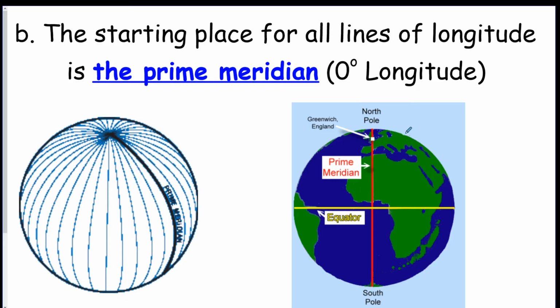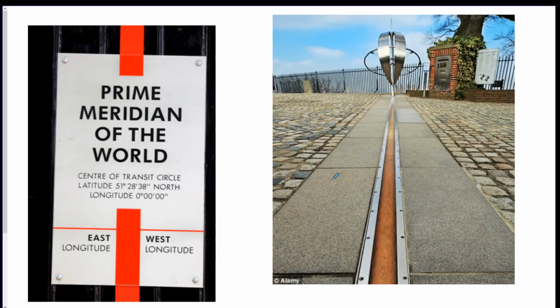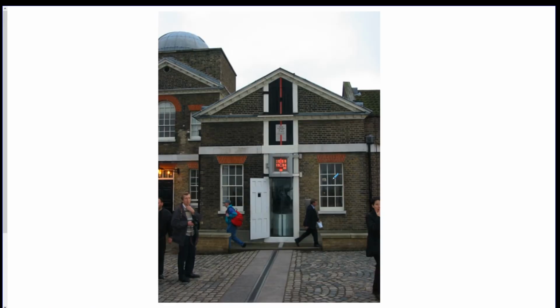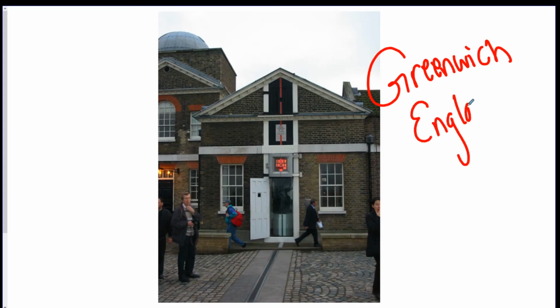The starting line for all the lines of longitude is the prime meridian, and it splits the globe into the eastern and western hemispheres. In the picture, they drew a line on the actual ground as a tourist attraction. There's the place where they discovered it. It's in England. It's called Greenwich, England. It's spelled like that. It looks like it would be pronounced differently, but it's Greenwich, England.